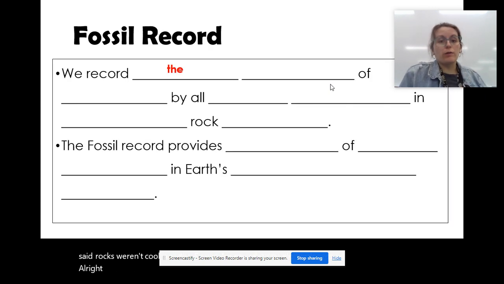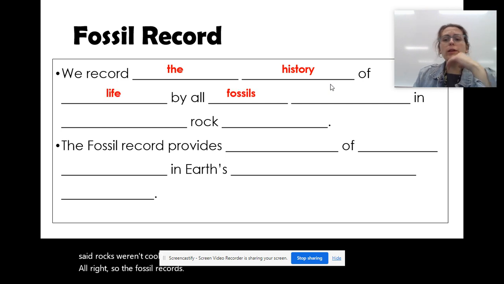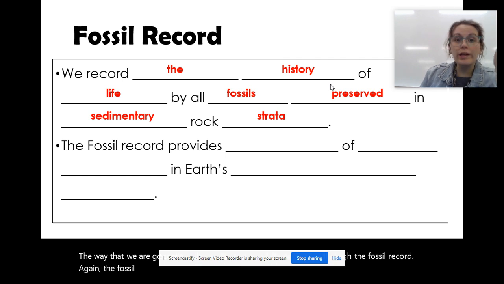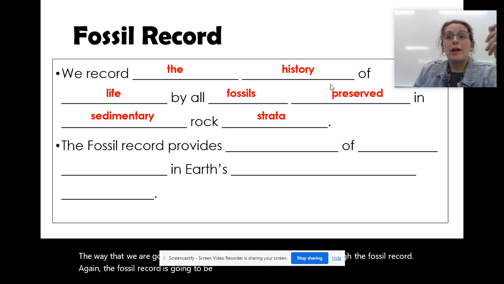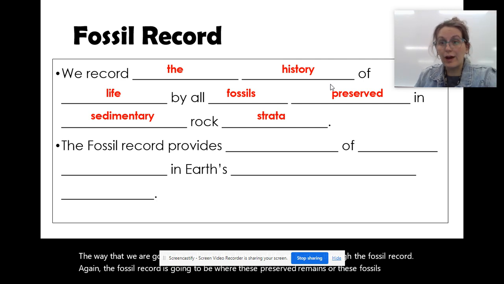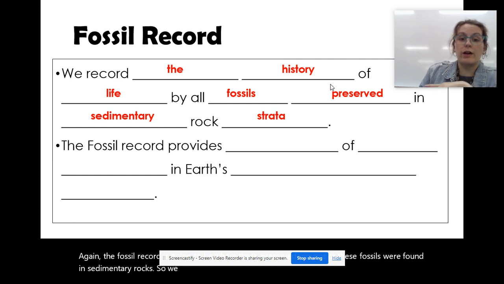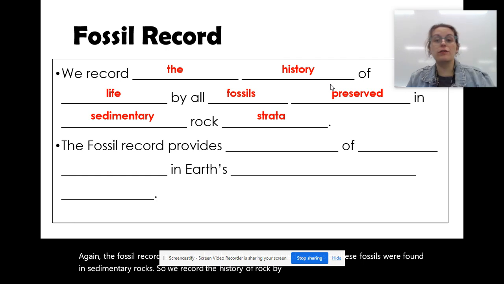All right, so the fossil record. The way that we are going to really see the history of life on Earth is through the fossil record. Again, the fossil record is where these preserved remains or these fossils were found in sedimentary rocks. So we record the history of rock by all fossils preserved in sedimentary rock strata.